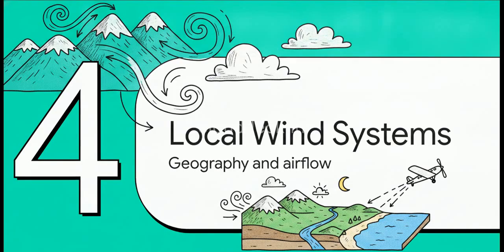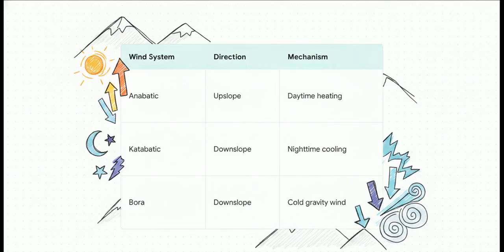All right, final stretch. Section 4, Local Wind Systems Explained, focusing on geography and airflow. Let's bring all these grand thermodynamic and fluid dynamics concepts back down to Earth for a minute and see exactly how local geography literally sculpts the wind.